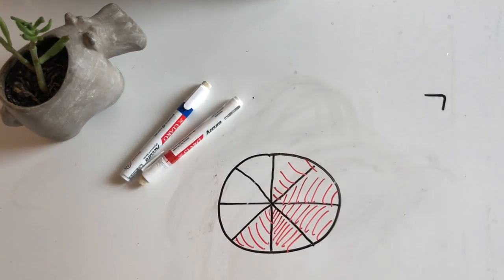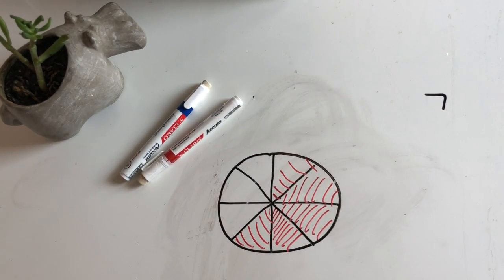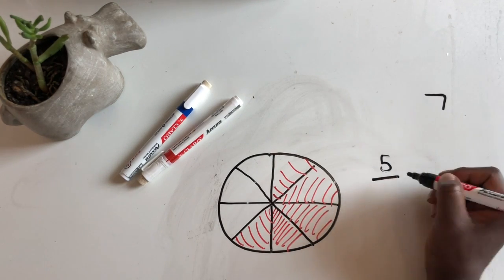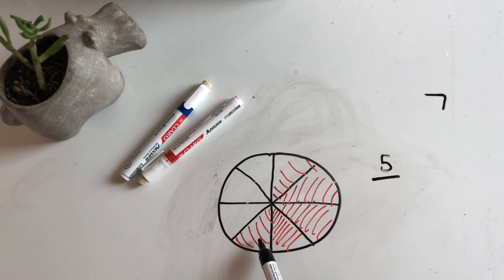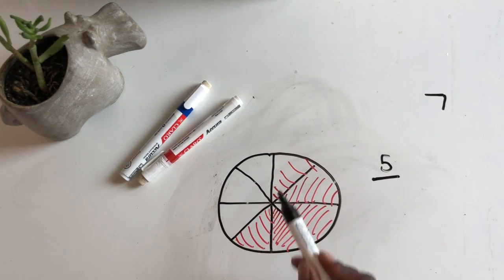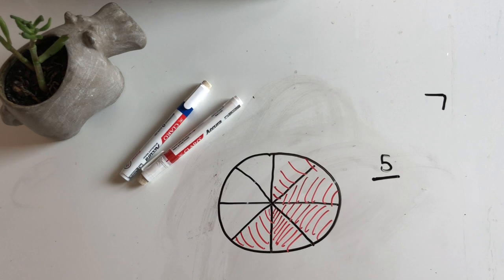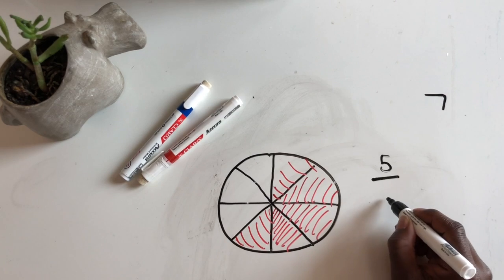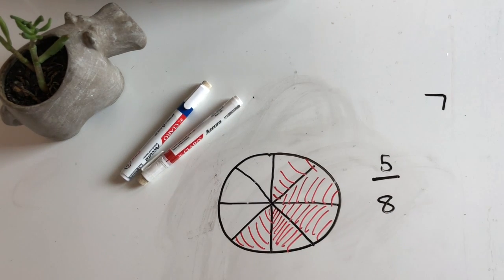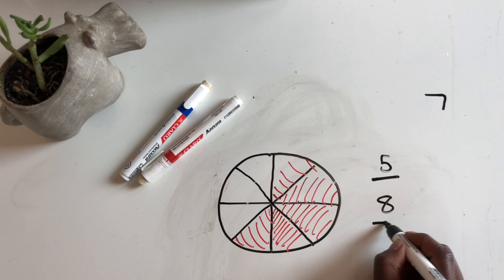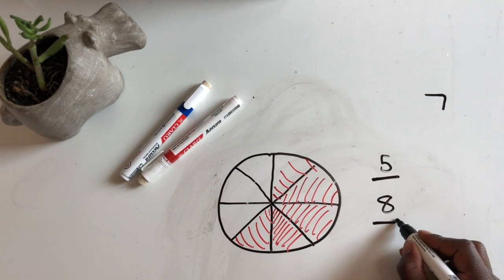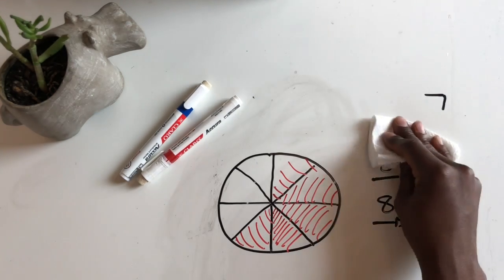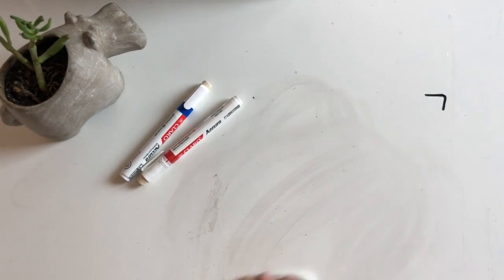Now, what fraction could this be? This fraction would be 5 being the numerator, seeing as we've shaded 1, 2, 3, 4, 5. Okay? And then the total number of parts, as we counted, was 8. So our fraction is 5 over 8. Okay? Now, let's look at one more example.